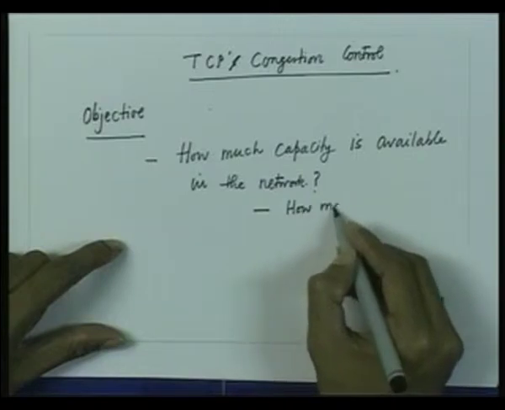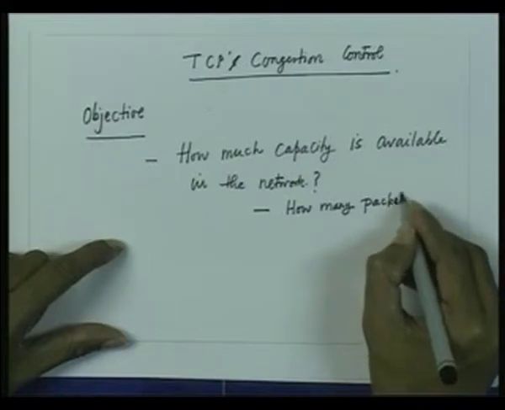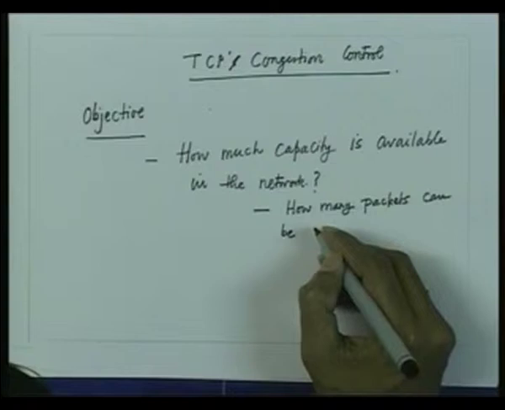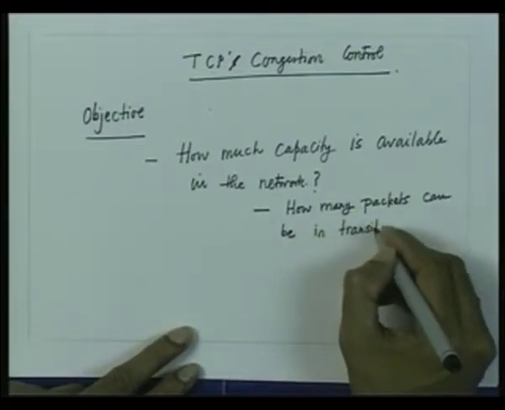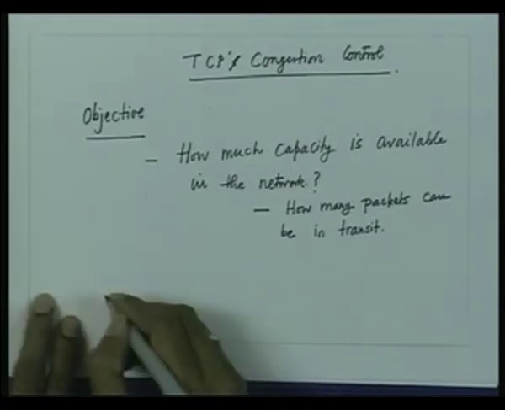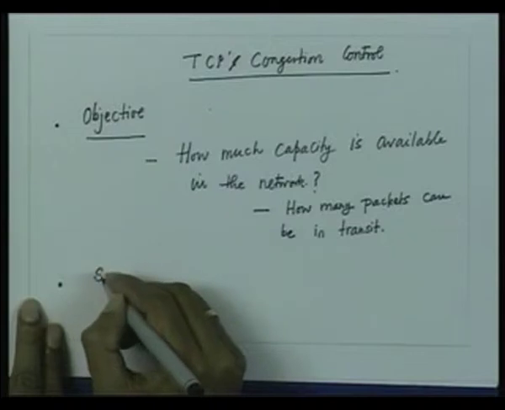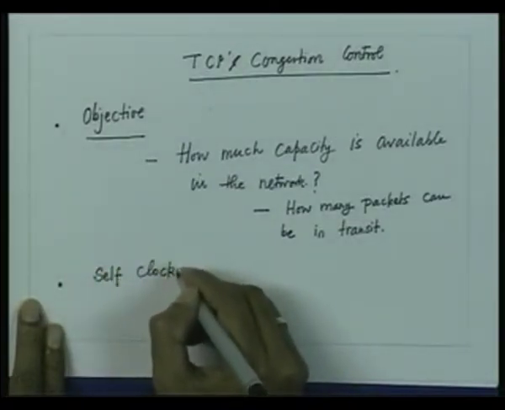Okay. So by determining how much capacity is available in the network, you can determine how many packets can be pushed or can be in transit. Okay. So that is the objective, and the second thing is that the TCP's congestion control mechanism is self clocking.